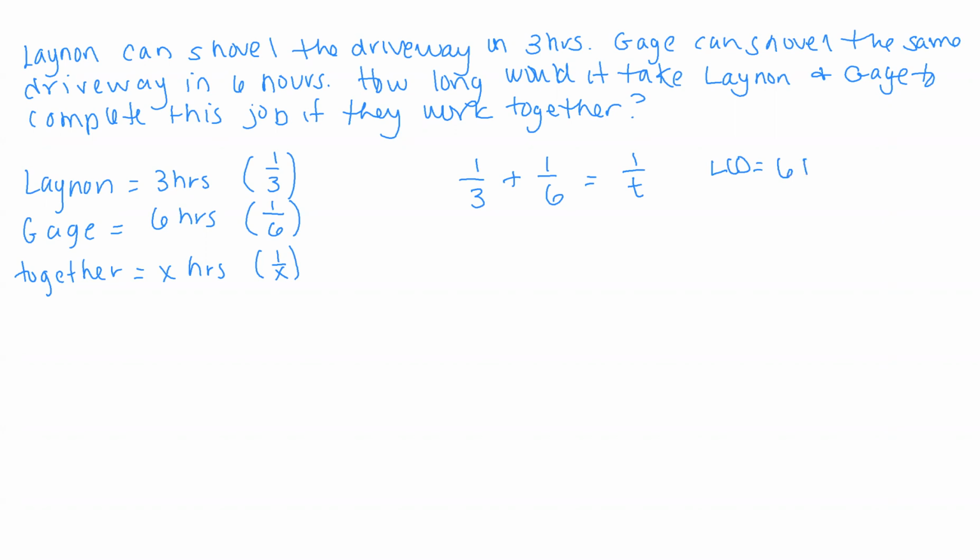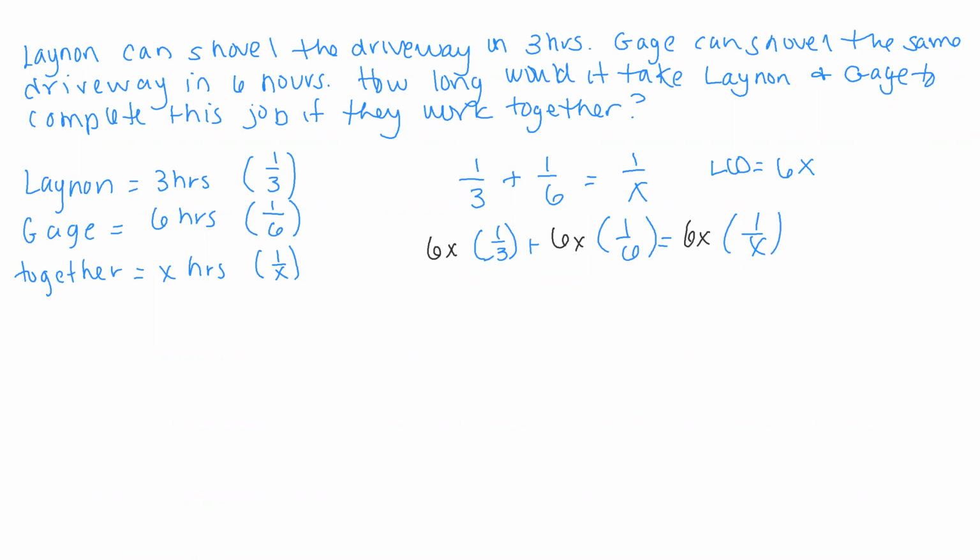Whoops, I used a T and not an X. I need to be consistent. So that's an X and that's an X. All right, so I'm going to take each individual term in this equation and I'm going to multiply it by the LCD. All right, and then I'm going to simplify.